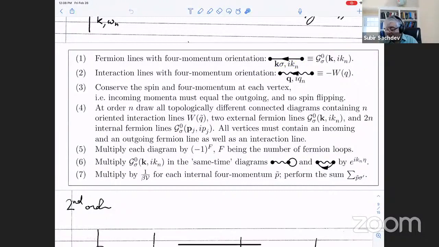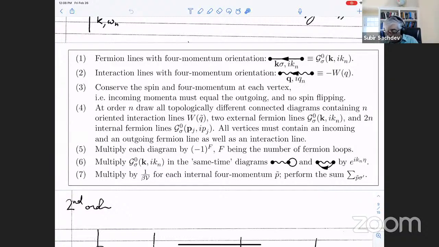It comes from the contraction, it's G0 at momentum K and frequency, I tend to call it omega n, and the book calls it Kn. Then there's an interaction line, which also will be carrying frequency and momentum. I've called it V of Q, the book calls it W of Q. And there's a negative sign associated with that for repulsive interaction.